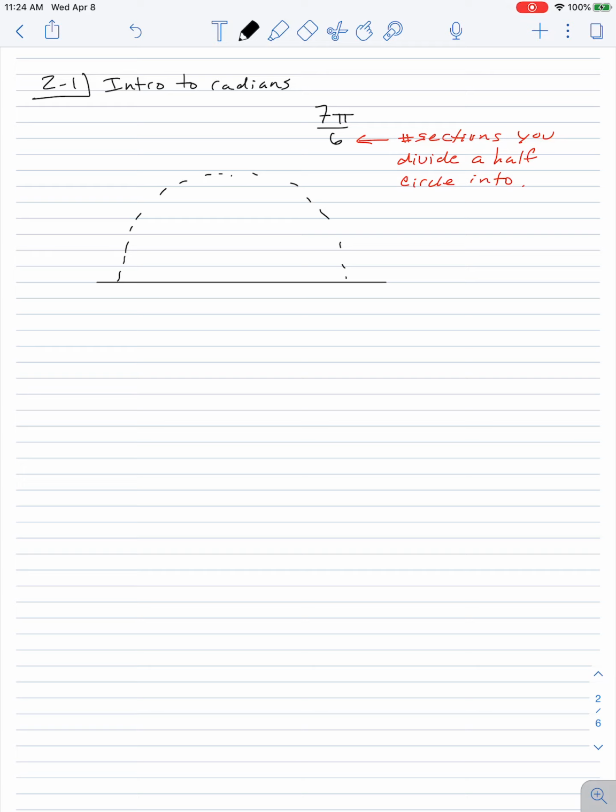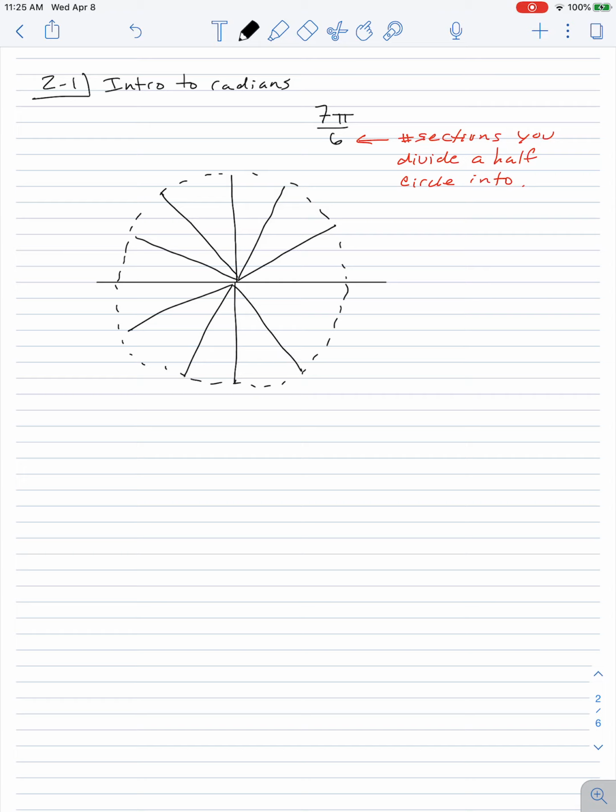They should be exact 6 sections, and they're not going to be exact just because I'm freehanding this, but we want equal sections. So I've got 1, 2, 3, 4, 5, 6 sections there. You can also then divide the bottom half of the circle the same way, but the denominator number is based on a half circle. So we've got 12 sections altogether.